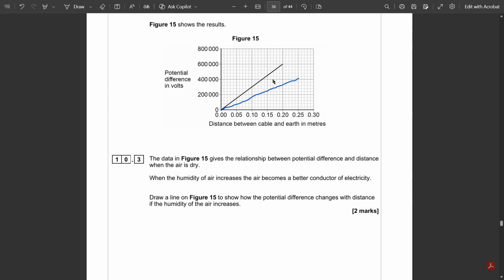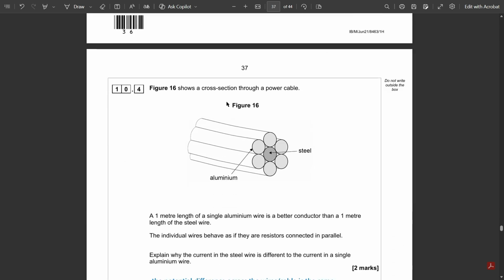That doesn't actually matter as long as all of this line has lower values than this line. Because obviously less potential difference is needed if it's a better conductor.